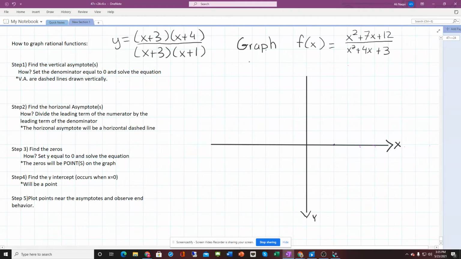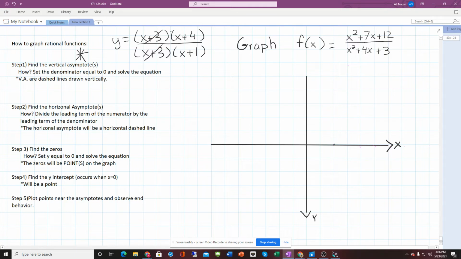Right here we're going to graph the rational function f of x equals x squared plus 7x plus 12 over x squared plus 4x plus 3. So when you have these quadratics, you always want to factor them, and I've done it right here. Now, we can cancel out the x plus 3 factors, but we're going to have a removable discontinuity. So I'm going to take care of that at the end, though.